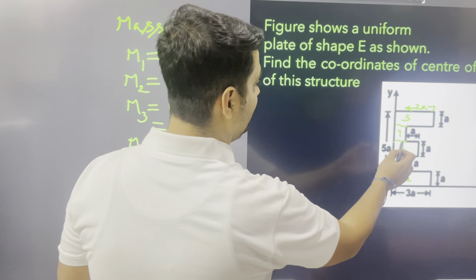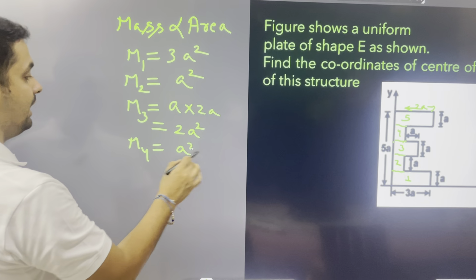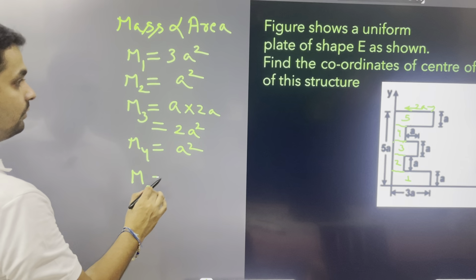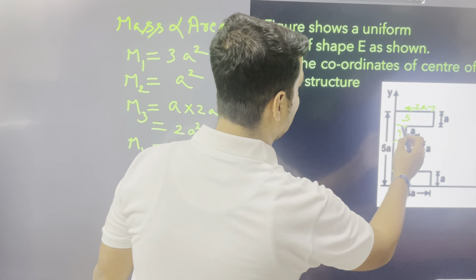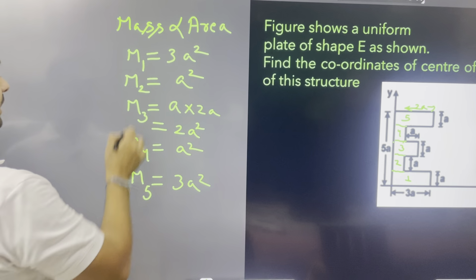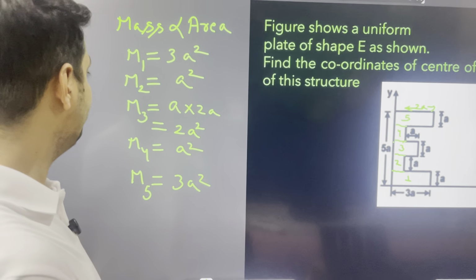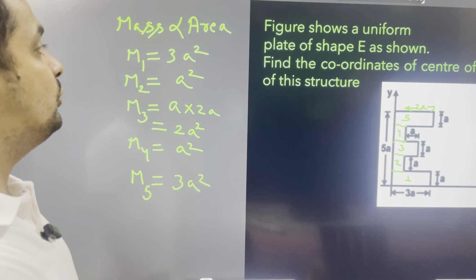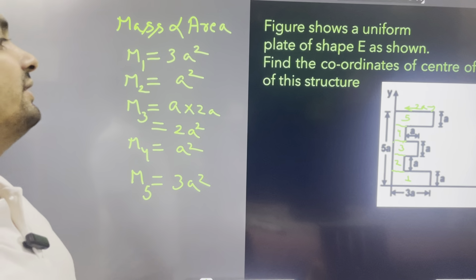Same way m4 is a into a, that is a square. And then m5: a into 3a, this is 3a square. Same way, m1 and m5 are the same, correct? Now here I have to find the X center of mass and Y center of mass.